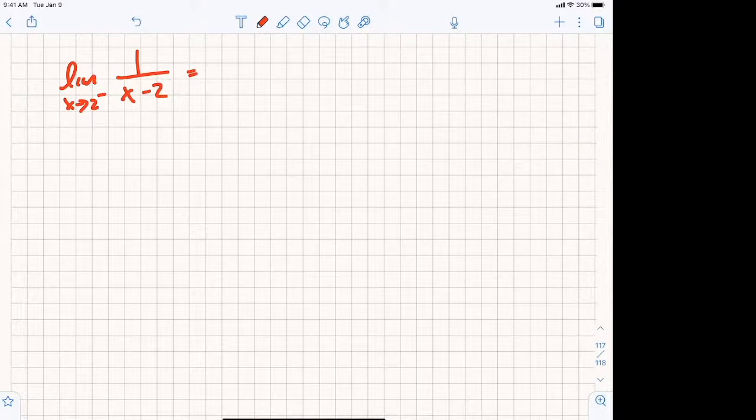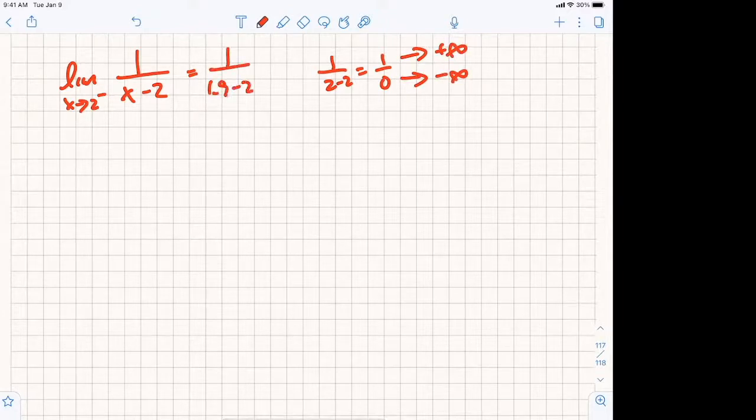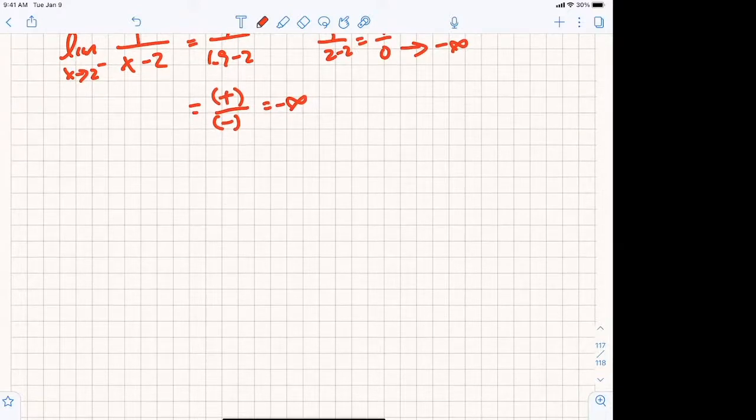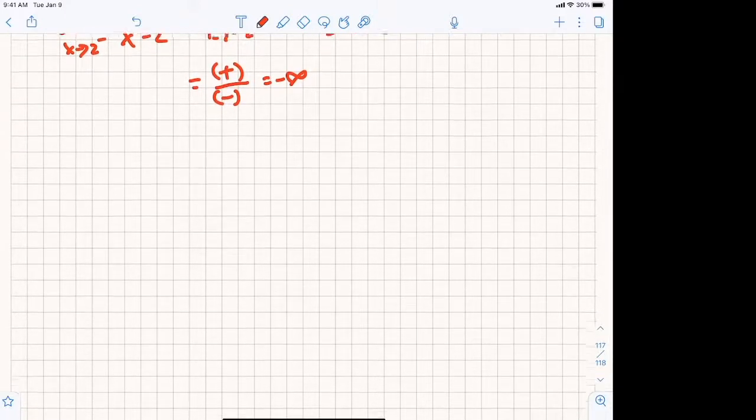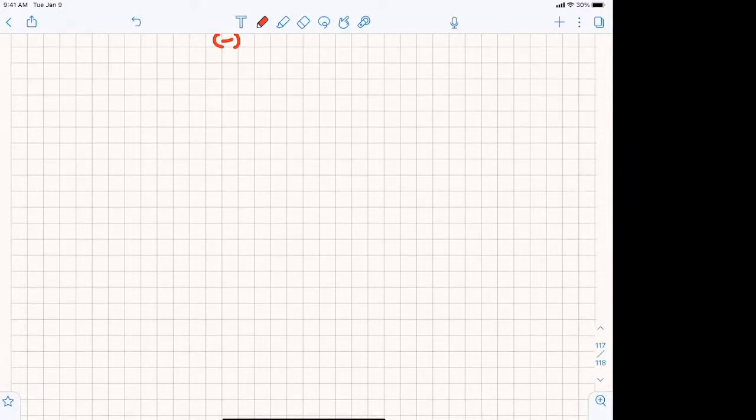Because if you plug in 2 first, it's going to be 1 over 2 minus 2, that's equal to 1 over 0. That results in two things, positive infinity or negative infinity. So now we plug in 1.9 minus 2. That's equal to positive over negative, and that's equal to negative infinity. So that is a one-sided limit. But what we're doing today is not a one-sided limit. What we're doing today is limit as x approaches infinity.